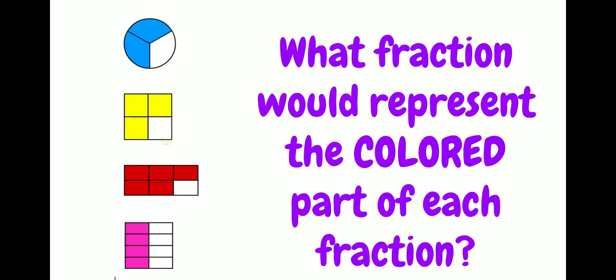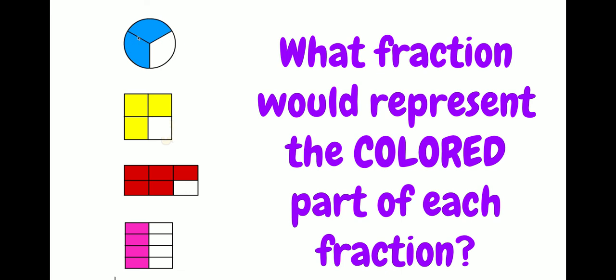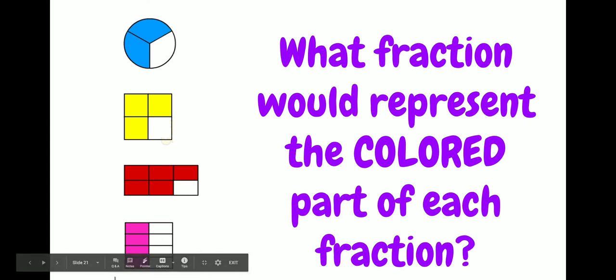Let's practice on these. What fraction would represent the colored part of each shape? How many parts are there altogether? 3. That's my denominator. What part is blue? 2. My fraction would be 2/3. What fraction of this is yellow? What fraction of this is red? I have 6 pieces, 5 are red. What about the bottom shape? How many are pink and how many total spaces do I have?